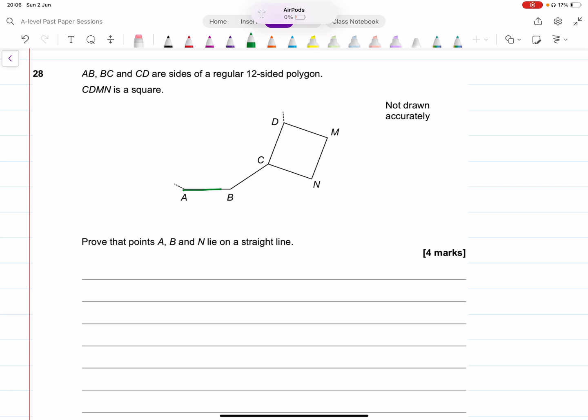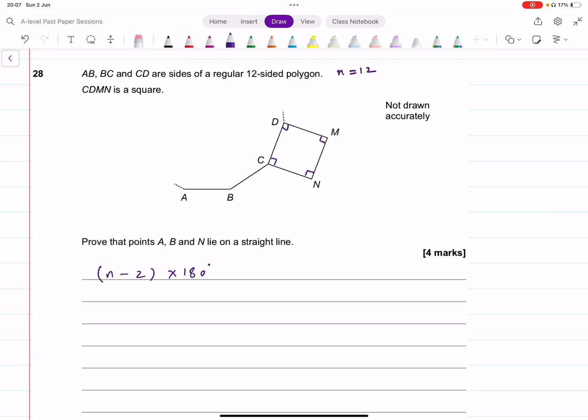If we can somehow prove that this angle at the point B is 180, then it has to be a straight line, right? Because the angle in a straight line is 180 degrees. Now, how do we prove that? Since it's a 12-sided regular polygon, can we figure out one of these angles? We know that the square has all angles 90. For a 12-sided polygon, we can say n is 12, right? What's the sum of all angles? n minus 2 into 180, right? In this case, the value of n is 12.